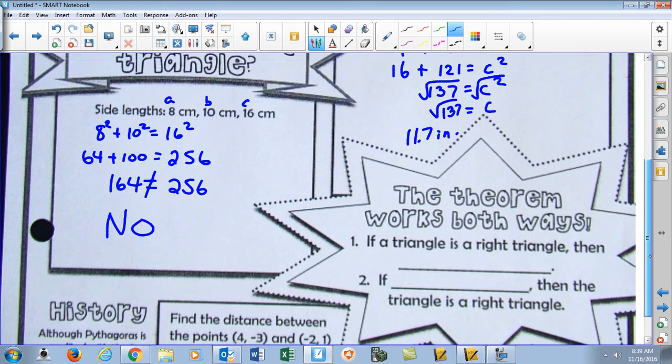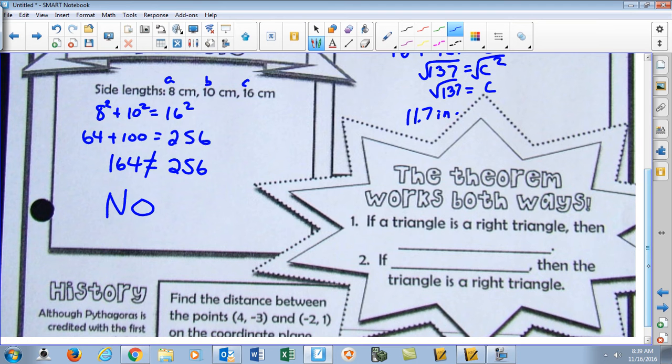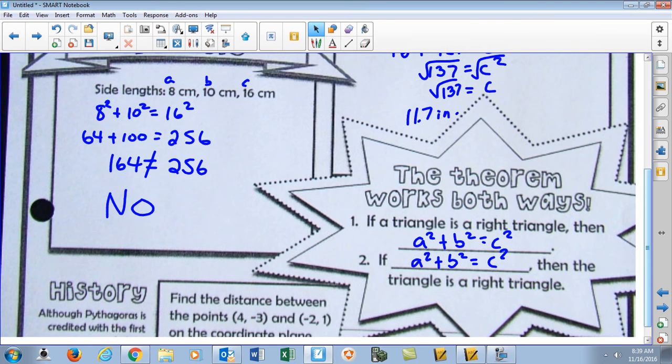I'm just going to slide this up a little bit. We'll get one more side here to do. There you go, the little star over here. So the theorem works both ways. If a triangle is a right triangle, then a squared plus b squared equals c squared. And if a squared plus b squared equals c squared, then the triangle is a right triangle. We're going to do the last example on the bottom in just a second, and then we're going to help Darth Vader tie everything together with a little video.